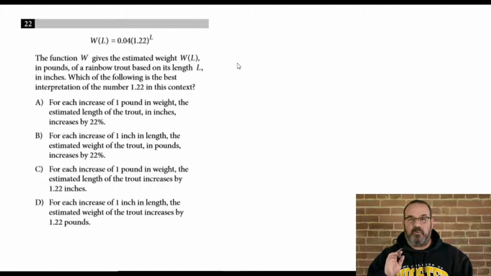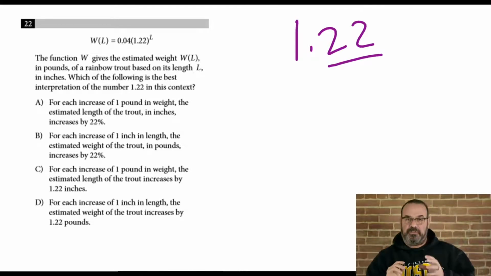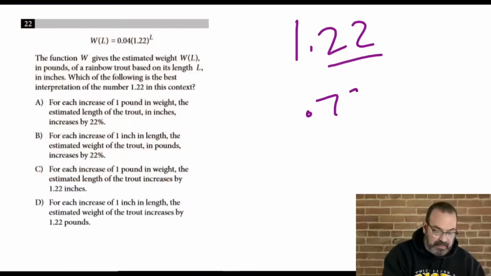I love this problem already. This is what I try to teach students all the time. I'm not even going to read it. I'm going to tell you what the answer is. It says 1.22, which means 22%. The SAT loves this question now. They love to make a 22% increase 1.22. If it was a 22% decrease, it would be 0.78.